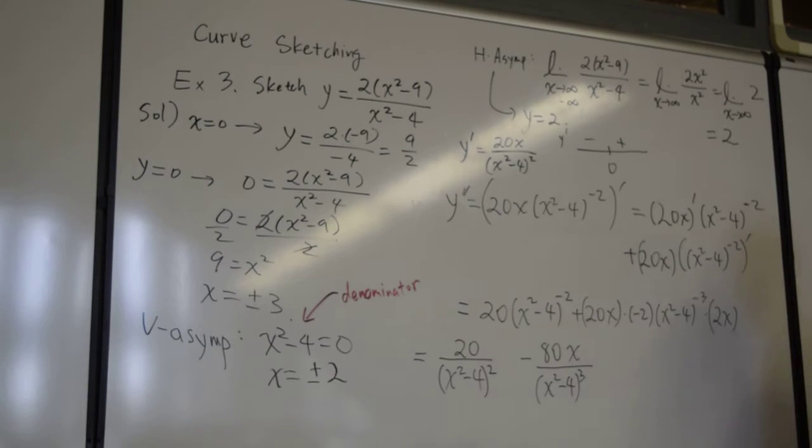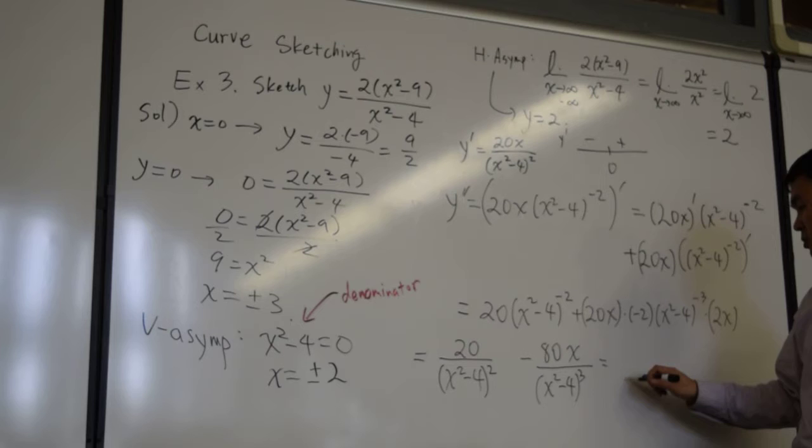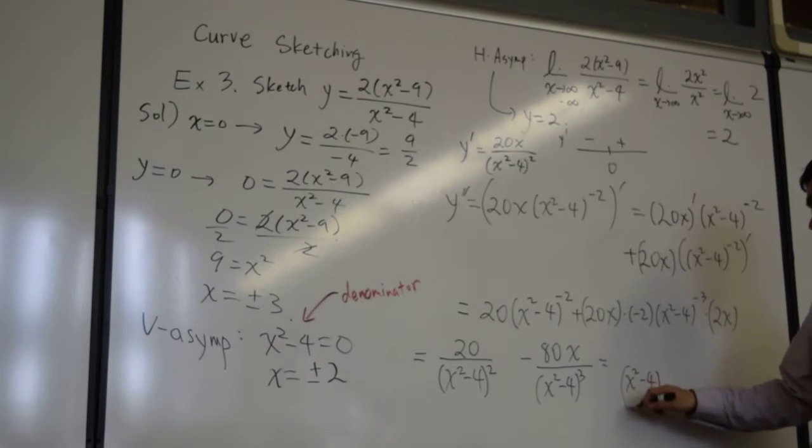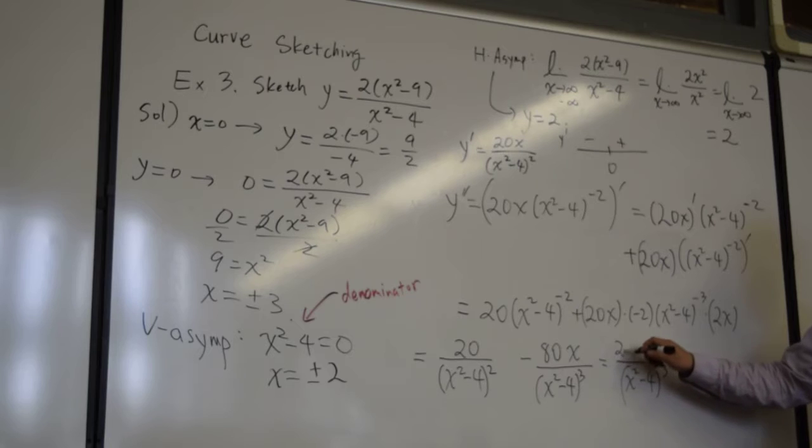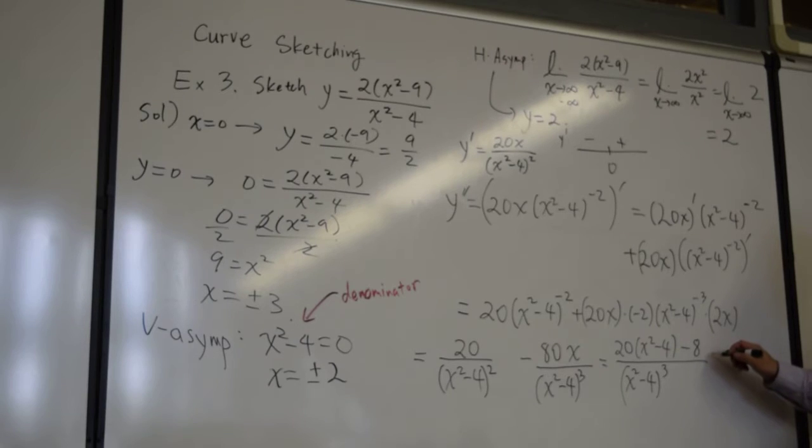And then, in order to make common denominators, you need to put x squared minus 4. You have to multiply x squared minus 4 top and bottom, so that they have common denominators. And therefore, the first one is 20 times (x squared minus 4) minus 80x. And that will be 20x squared minus 80x minus 80 over (x squared minus 4) cubed.